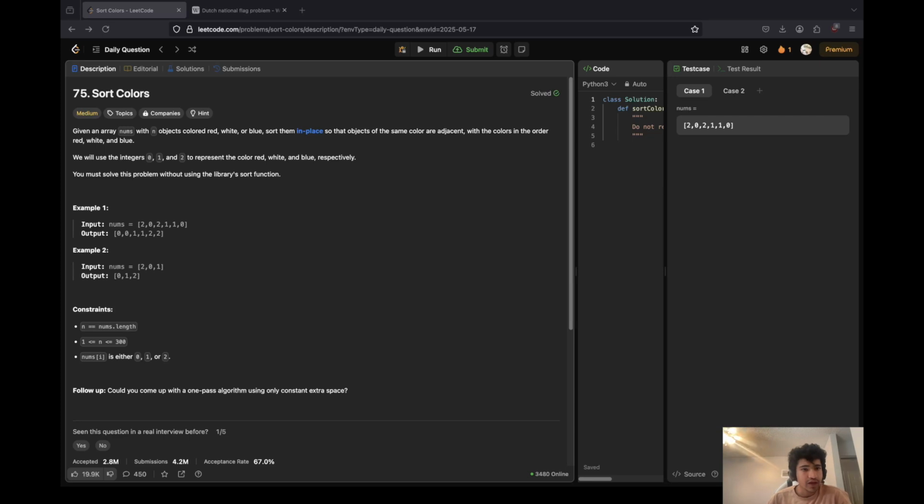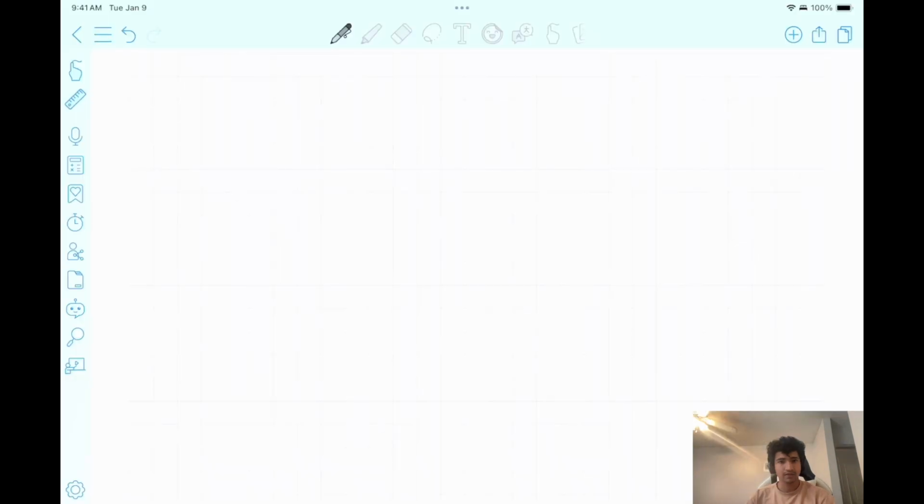We are given an array nums with n objects colored red, white, or blue, and we need to sort them in place so that objects of the same color are adjacent with the colors in the order red, white, and blue. And we'll use integers 0, 1, and 2 to represent the color red, white, and blue respectively. You must solve this problem without using the library's sort function. Okay, cool. We'll quickly bring up the whiteboard.